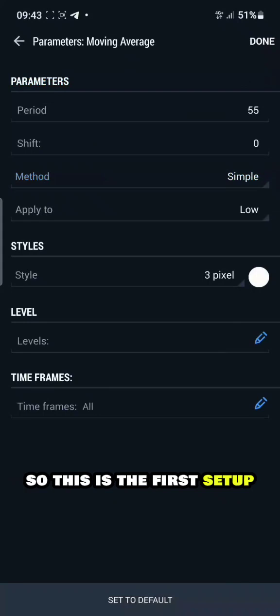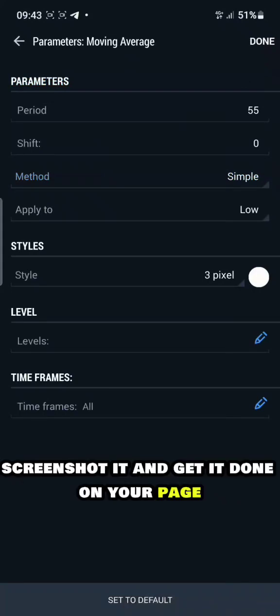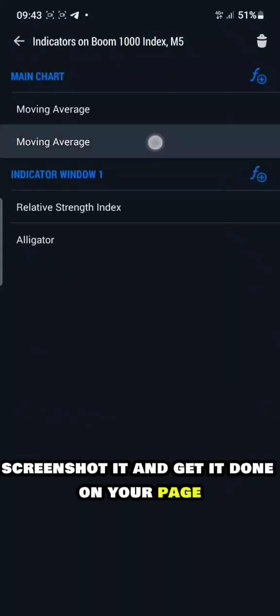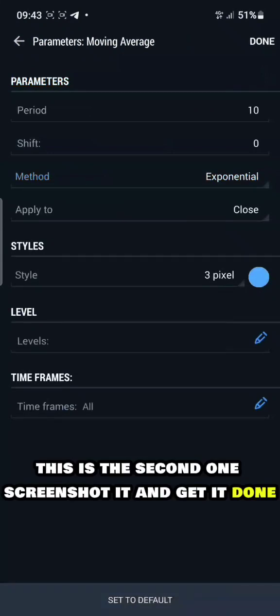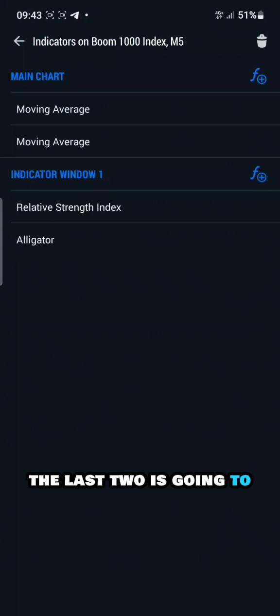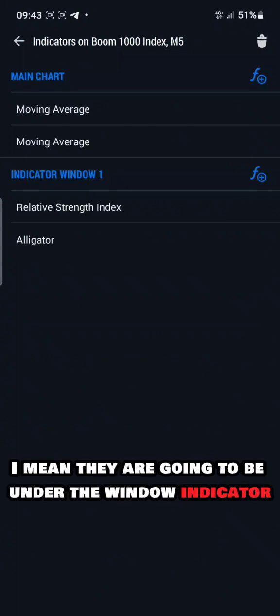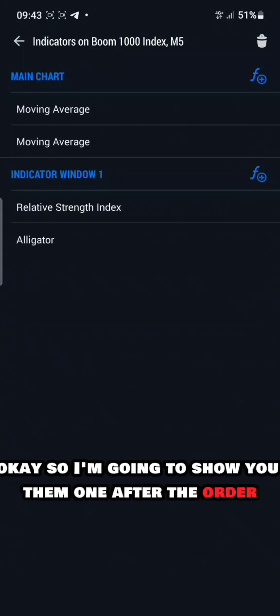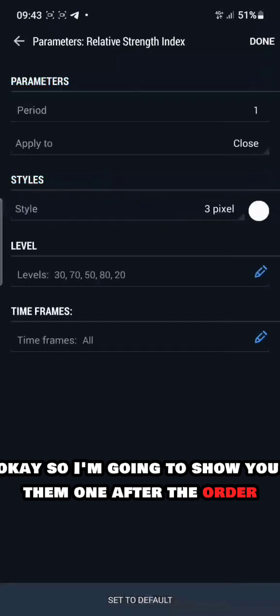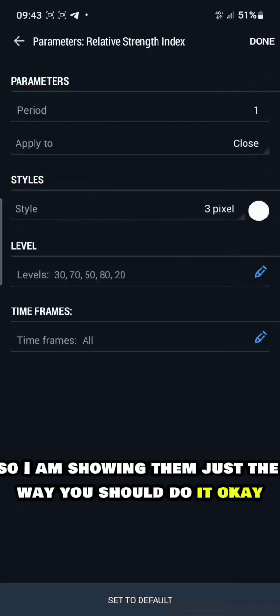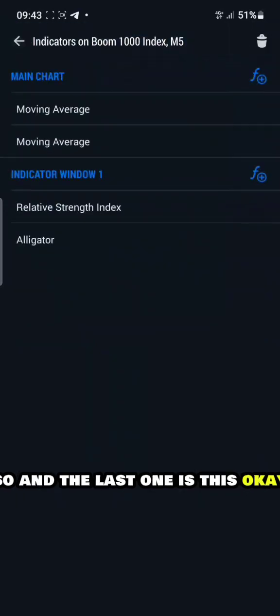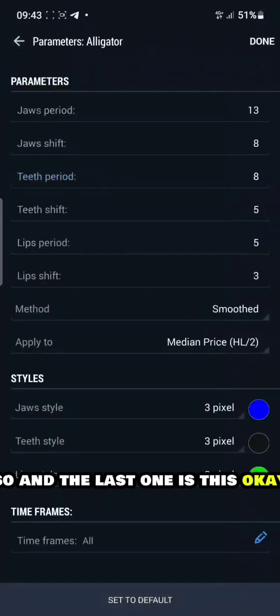So this is the first setup. Screenshot it and get it done on your page. This is the second one. Screenshot it and get it done. The last two are going to be under the window indicator. So I'm going to show you them one after the other. I am showing them just the way you should do it. And the last one is this.